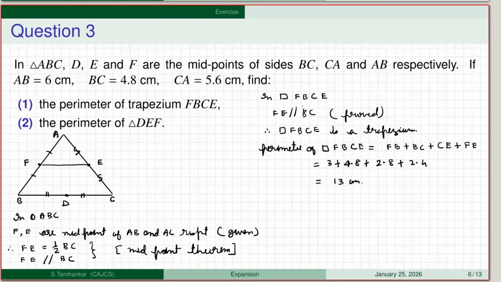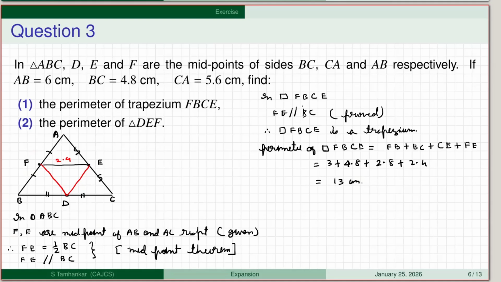Okay, so that's one answer. And now we want the perimeter of triangle DEF. In that we already have this as 2.4, because this is half of this. Now what we have to do is get the values of these two sides. So for that, again, I apply the midpoint theorem.